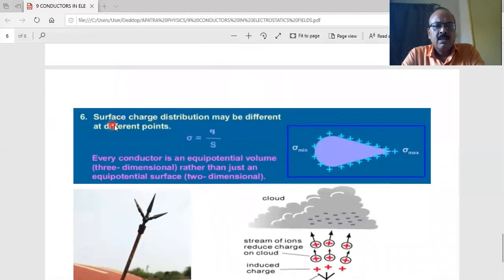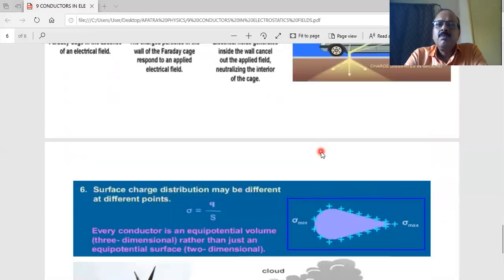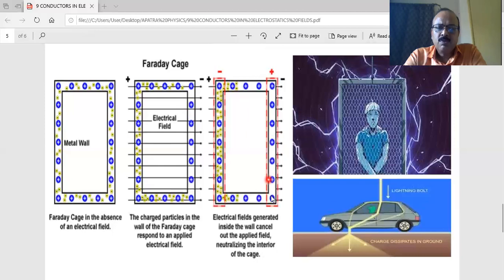Now another behavior of the conductor when it is given some amount of electric charge. The surface charge distribution may be different at different points. That means surface charge density will be different at different points, even on the same object. On the same metallic box, one side may be negatively charged and another side positively charged. That means the surface charge value will be different, and the charge nature may also be different. The negative and positive charge densities are also not equal at each and every point.